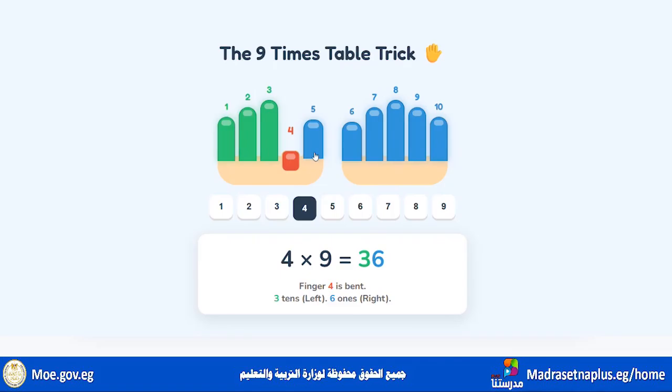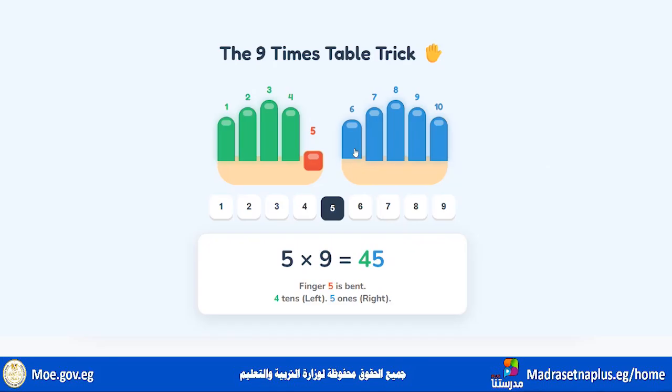And finger number 5. Now finger 5 is bent. How many fingers on the left? 4. On the right? 5. That means 5 times 9 equals 45. Take care, this trick is for table 9, not for any other table, for table 9. So it's called the 9 times table trick.